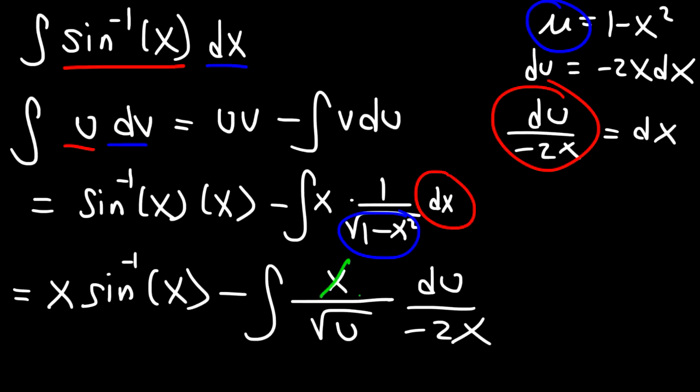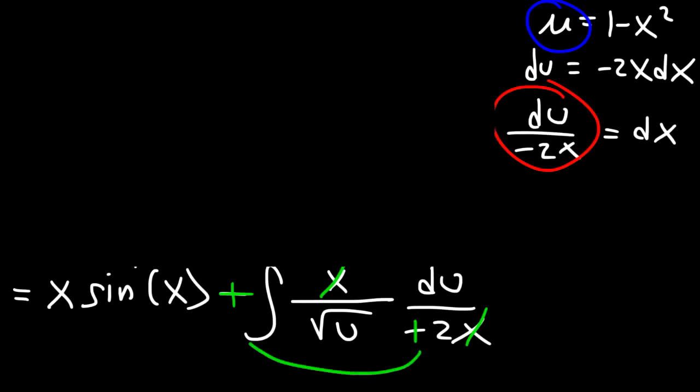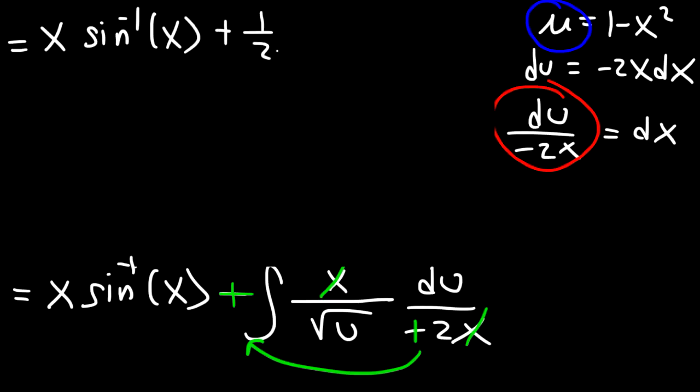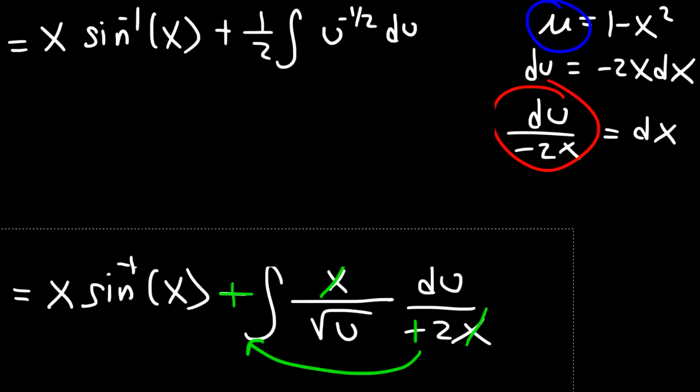And so we can cancel x. And we can also cancel the negative sign, so we can make that positive. And I'm going to move the 2 to the front. So this is going to be x arcsine of x, and then plus 1/2, because the 2 was in the bottom, antiderivative of 1 over square root u du. 1 over the square root of u is basically u to the negative 1/2 if you bring it to the top. And so we can use the power rule on that expression.